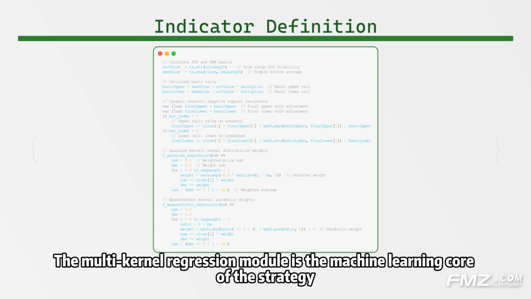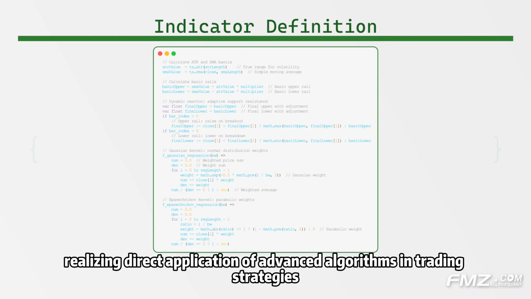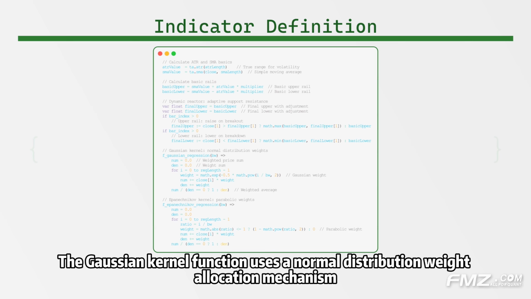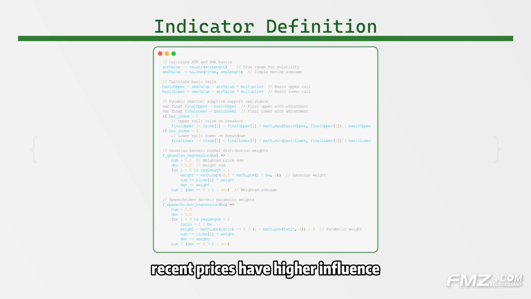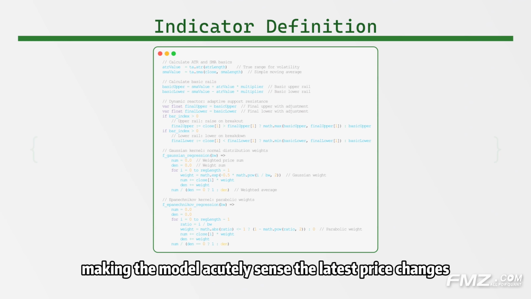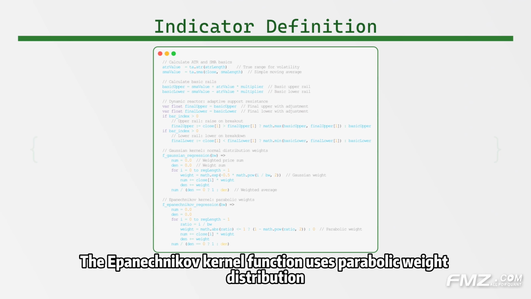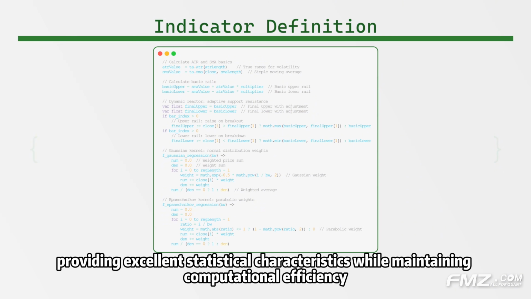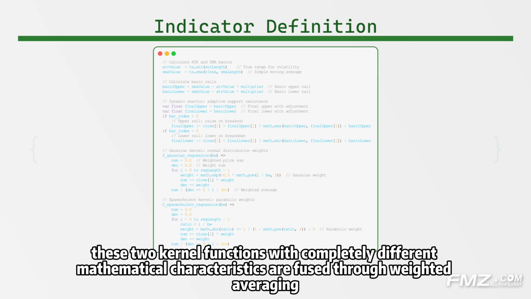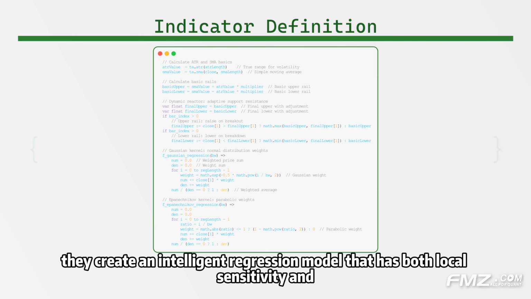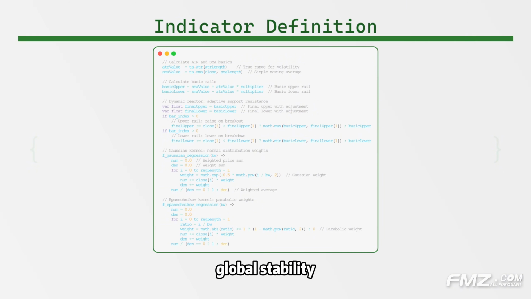The multi-kernel regression module is the machine learning core of the strategy, realizing direct application of advanced algorithms in trading strategies. The Gaussian kernel function uses a normal distribution weight allocation mechanism. Through exponential decay functions, recent prices have higher influence, making the model acutely sense the latest price changes. The Epanechnikov kernel function uses parabolic weight distribution, providing excellent statistical characteristics while maintaining computational efficiency. When these two kernel functions with completely different mathematical characteristics are fused through weighted averaging, they create an intelligent regression model that has both local sensitivity and global stability.